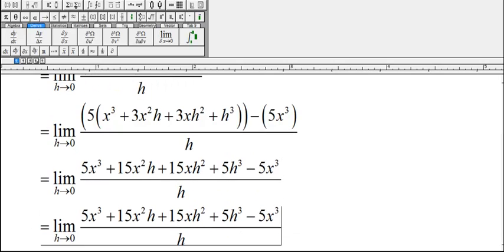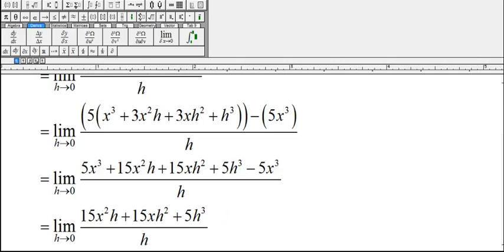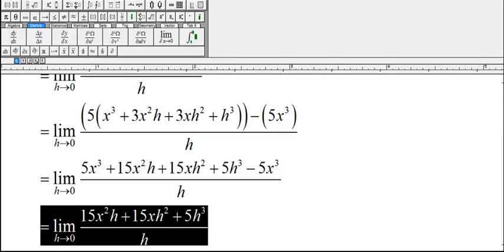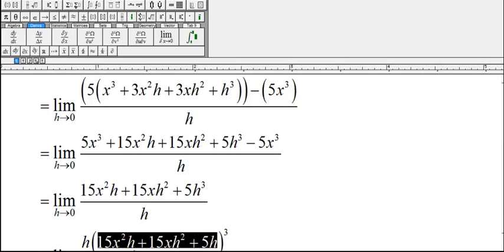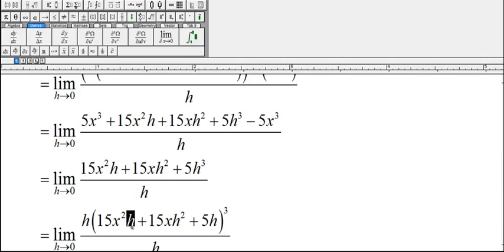Now what changes here? Well, this part cancels with this part. Hey, look at that. Once again, all the things at the top have an h. So what's the next step? Factor an h out. Okay, we factor an h out of this. What are we left with? We have to divide each of these terms by h. So that h goes away.